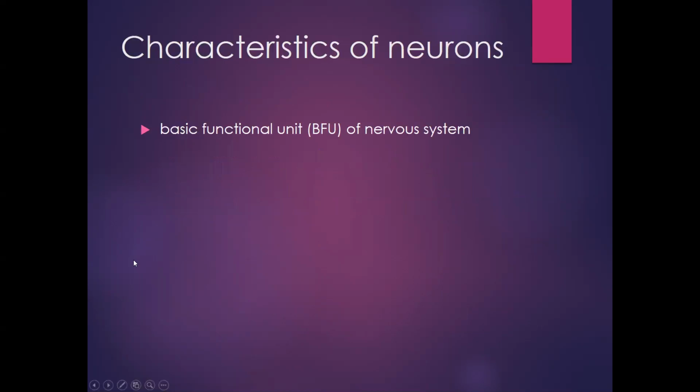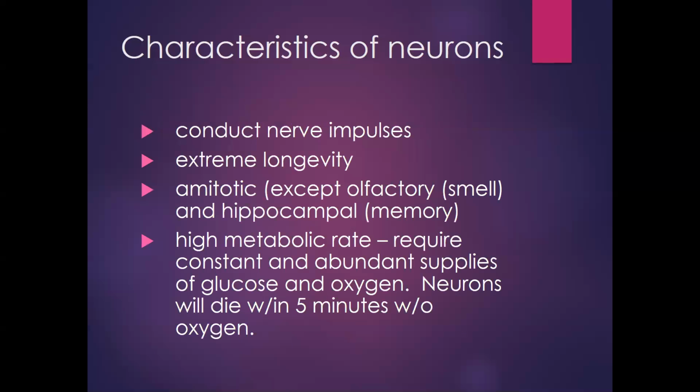All right, so what is the basic functional unit of the nervous system? Those are neurons. The cells that can generate a nerve impulse are the basic functional unit, what's going to carry out the functions of the nervous system. So what do neurons do? They conduct nerve impulses, obviously, that's their job. Extreme longevity. How long does a neuron live? Your entire lifetime, if it's lucky.